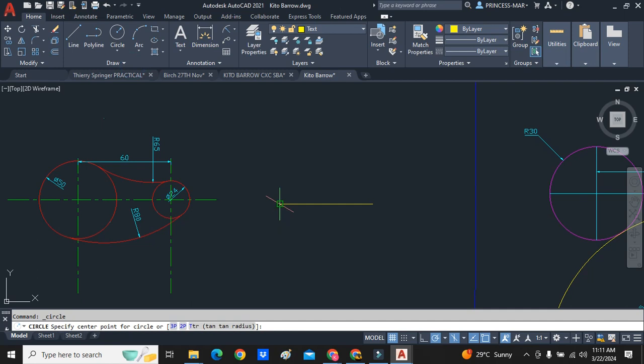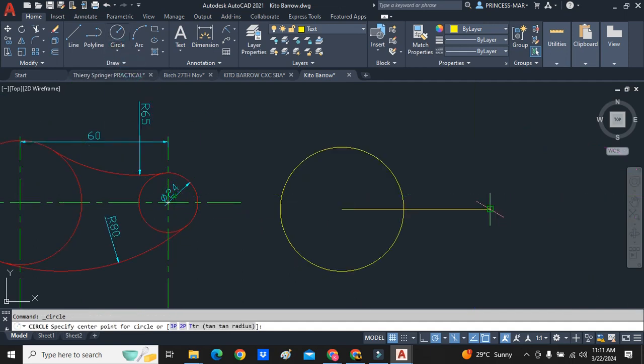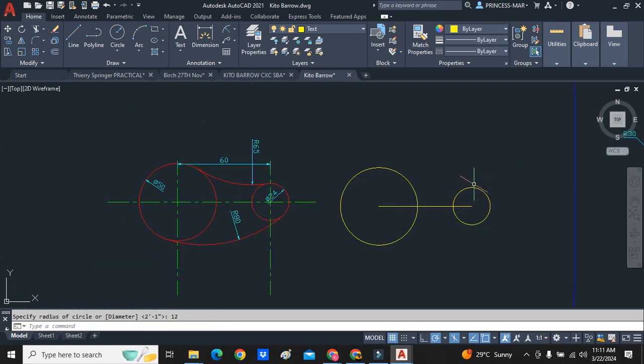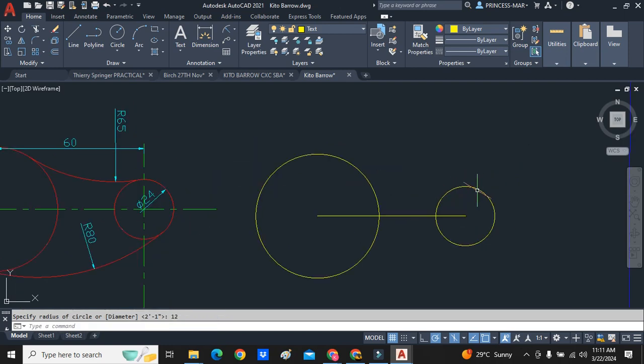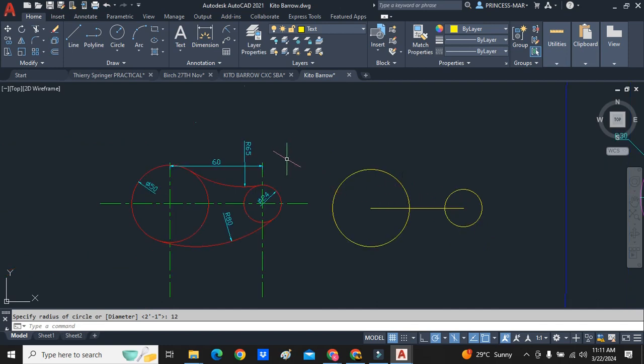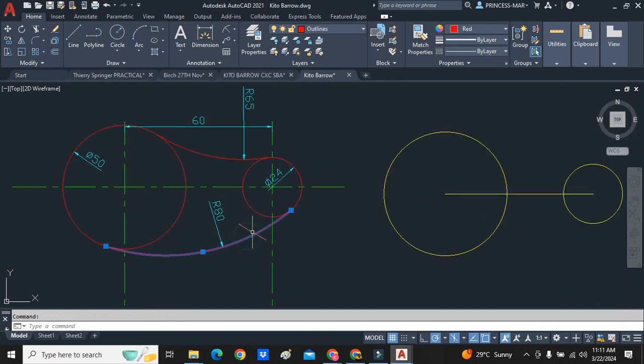I have here a circle that is diameter 50, over here is radius 25, and diameter 24 here is radius 12. Everybody's clear on this? Yes, sir. Alright, so let's deal with the outer one first. You see that this one here is radius 80. So if this is radius 80, the curves have to touch the outside of the circle.